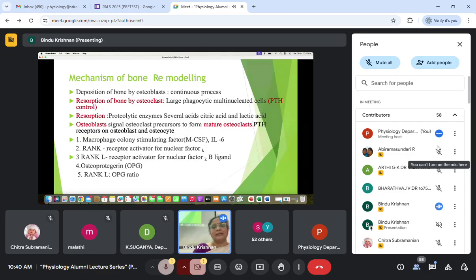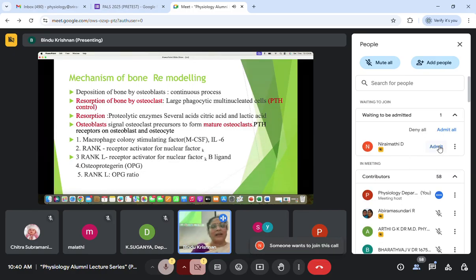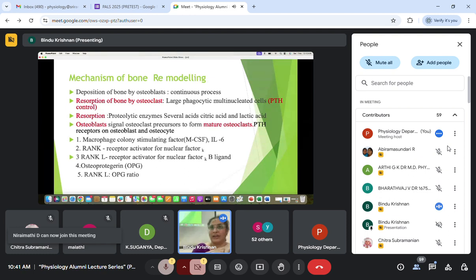So what is this RANK? It is receptor activator for nuclear factor kappa B, and L is the ligand which has to go and stick onto the RANK receptor. Then I have the OPG, which is osteoprotegerin. Now the ratio between RANK L and OPG is the one which defines whether bone resorption is going to happen or not. If my RANK L is more than OPG, that means my osteoclast is going to become more active and result in bone resorption. But if my OPG is more than RANK L, then bone resorption is going to be less, formation is going to be more.